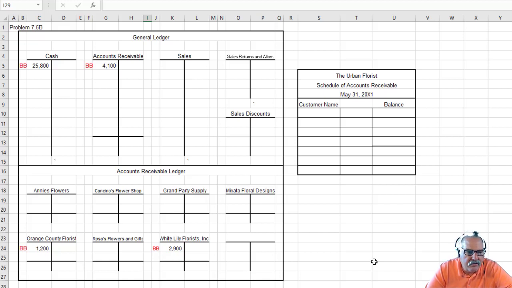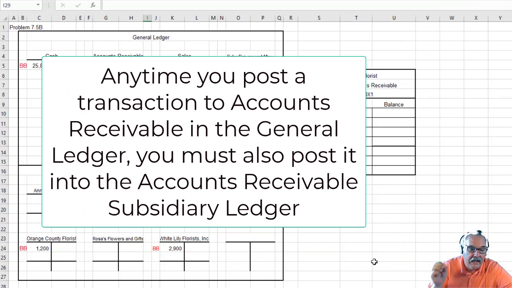What we call the accounts receivable account is a control account, and then the accounts receivable ledger supports that control account. So anytime you put something into the accounts receivable account, you have to also post it into the accounts receivable ledger. So let's get started.